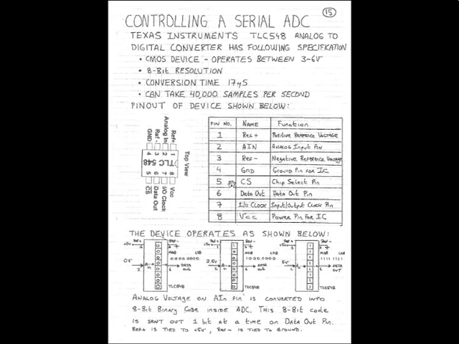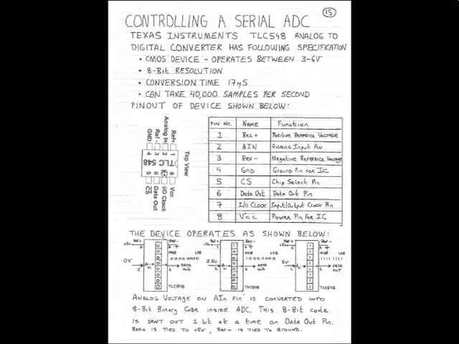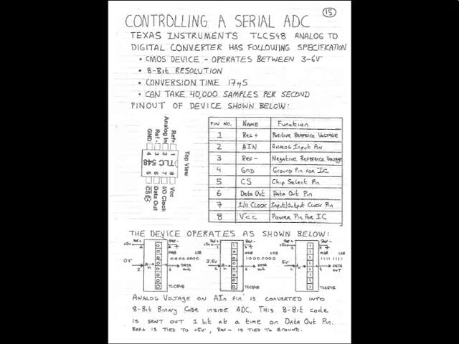Let's look at the next pins. Pins 5, 6, and 7 are used by the PIC microcontroller to control the device. Pin 5 is chip select, and that turns the device on or off. You can see that the chip select has a bar above it. That means the chip select is active low. If I pull chip select low, it means that the ADC is turned on. If chip select is high, the ADC is turned off.